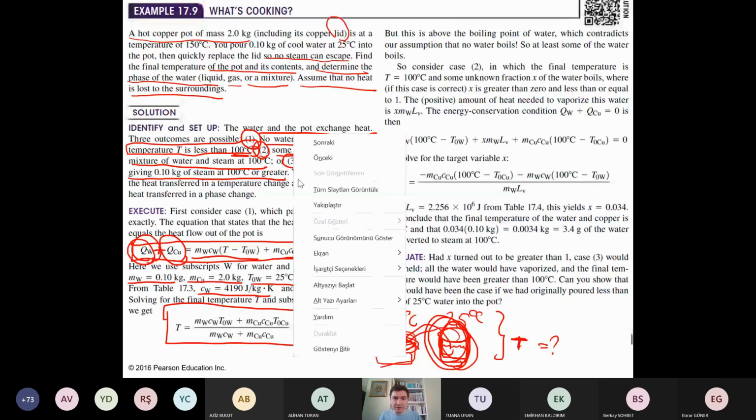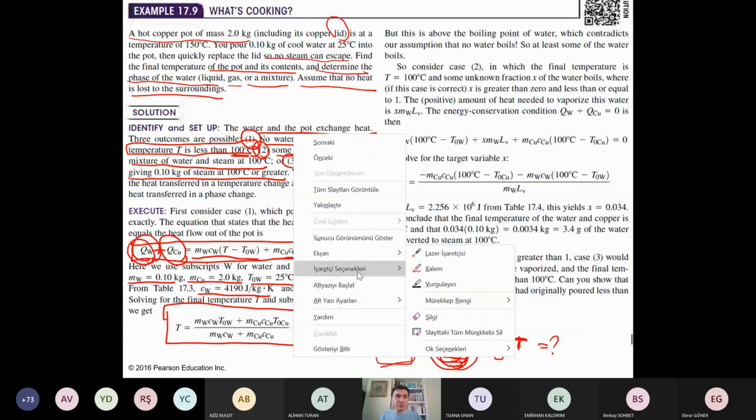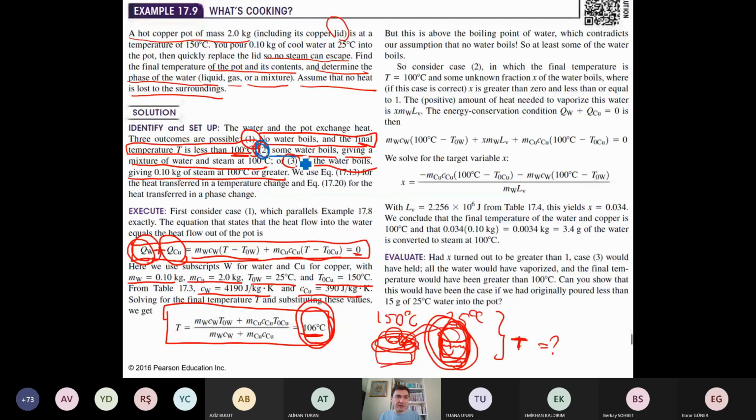Let me use another color. This is the second possibility. Some water boils, giving a mixture of water and steam at 100 degrees Celsius. Just use this expression. So in this case, what we have? In this case, we have this one, mC delta T for the water, and mL for the water, and mC delta T for the copper pot. What do you see here? The temperature of all of the water should go from 25 degrees Celsius to 100 degrees Celsius, okay?